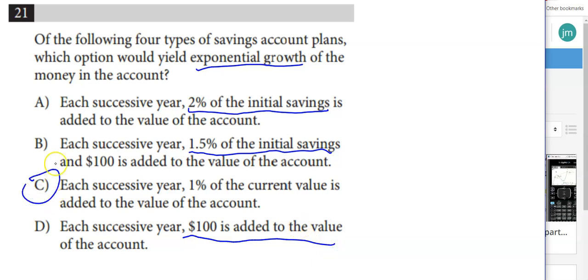It's got to be this one because the current value, this is getting compound interest. You're getting 1% of whatever the current value is. So after you start with $100, add $1. The next year, you're going to get 1% of $101, right? So it's going to keep going up and up and up. That's interest on top of interest. That's the way our money grows. That is exponential growth right there.